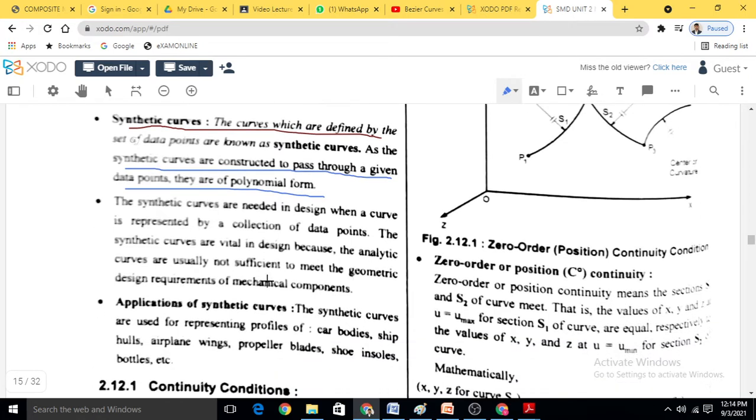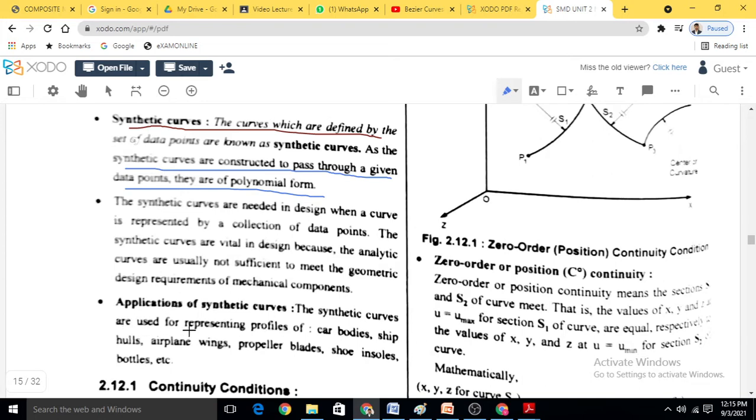Okay, so the analytical curves are usually not sufficient to meet the geometrical design. Means, as we discussed, examples of analytical curves are the circle, line, parabola, hyperbola, but they are not useful to design some parts. Means, if we want to design a car body, then the analytical curves are not sufficient to design such type of curve. So synthetic curves are needed, and therefore the synthetic curves are passing through the given number of data points and represented by a polynomial.